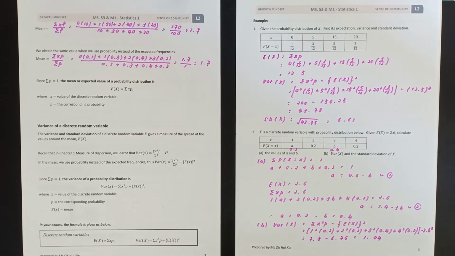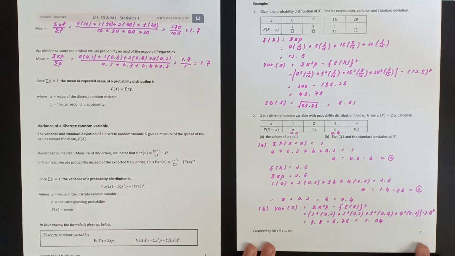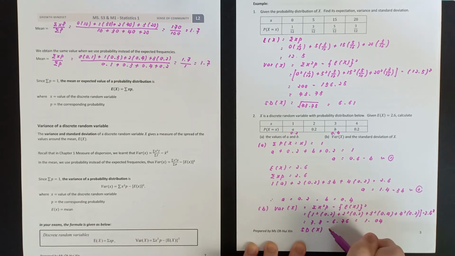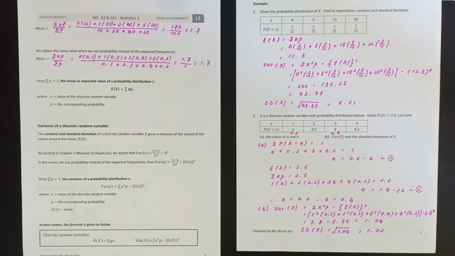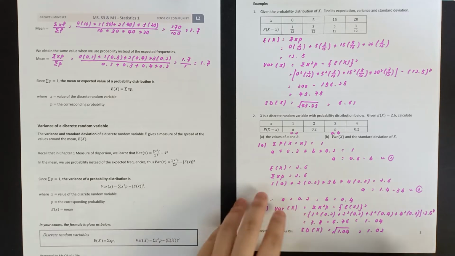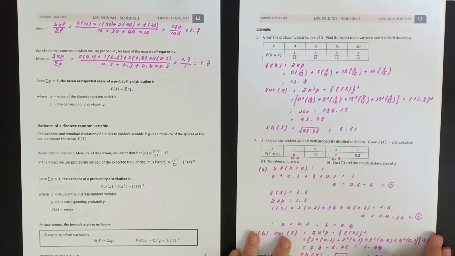When I continue, I get 7.8 minus 6.76, which gives me 1.04. For the standard deviation, you are going to take the square root. So the standard deviation of X equals the square root of 1.04, which gives you an answer of 1.02. So that's number 2. That's pretty easy also. So let's move on to the next one.